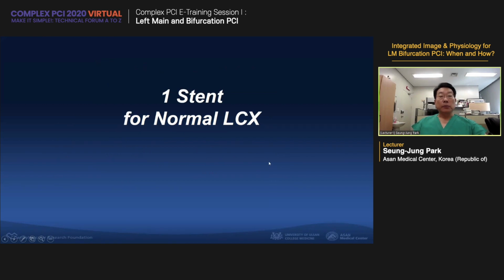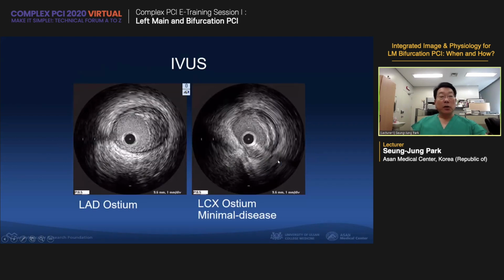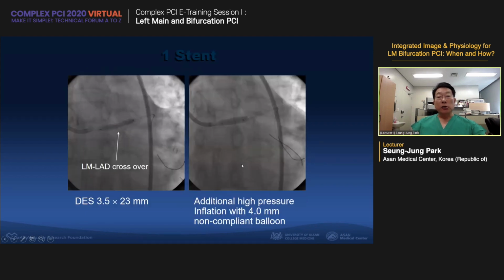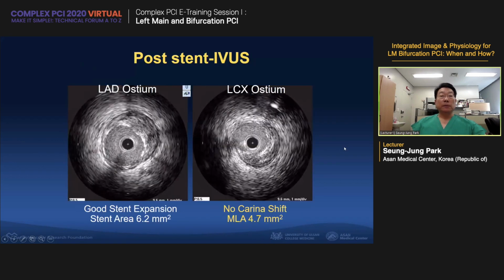Right, this is a typical example. 1 stent crossover for the normal circumflex, 72 unstable angina, true bifurcation. Angiographically we cannot discriminate whether it is truly bifurcation or not. But IVUS finding clearly shows the circumflex ostium has very minimal plaque. This is a schematic presentation of the presence of plaque. Circumflex ostium has minimal plaque, and so we did just a stent crossover and high pressure inflation, and then you can get a very good angiographic result here.